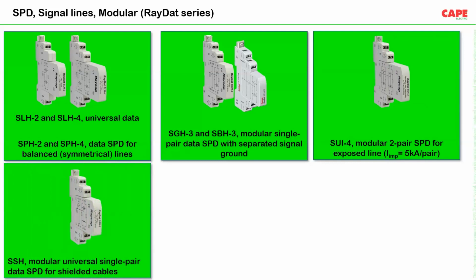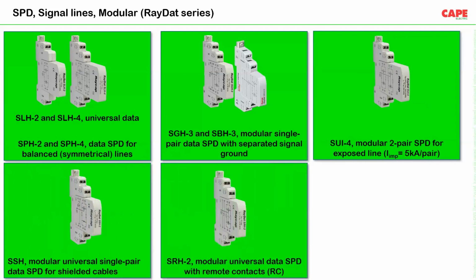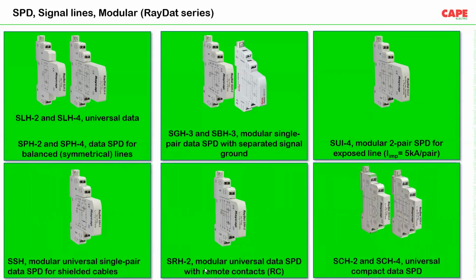Then we have another model called Red Hat SSH, which can be used for shielded cable. Then we have another model which is available with RC contact. And then we have the compact series SPDs, for places where we have very much space constraints. The space is not that much in the PLC panel. There is very little space. We don't have space to provide this kind of thick SPD. There we can provide this universal compact SPD, which is available for 2-line as well as 4-line communication. That means for a single pair as well as 2-pair communication.